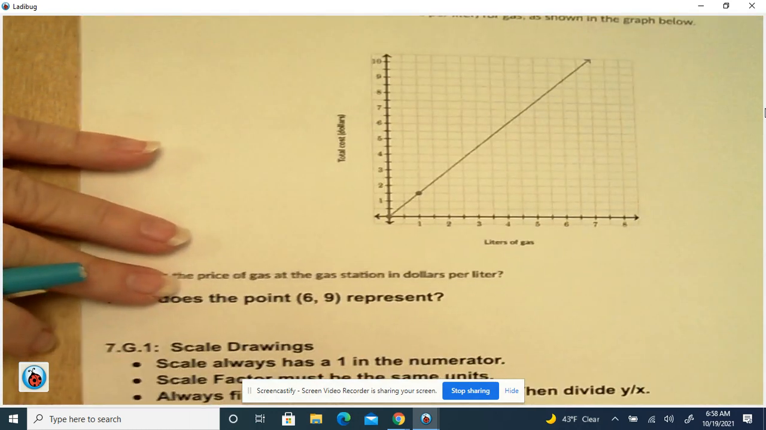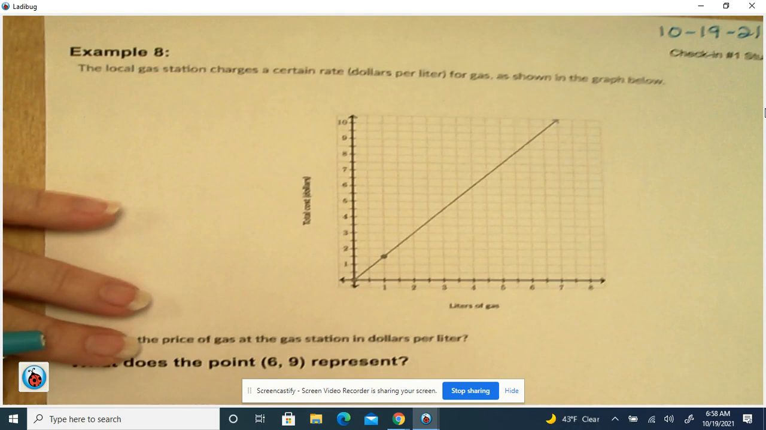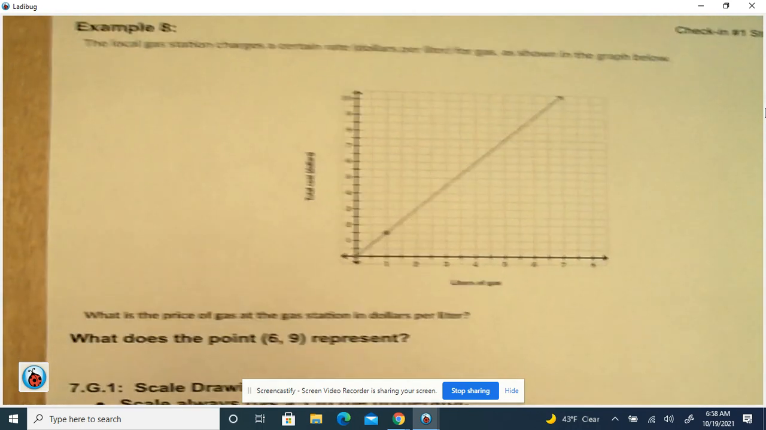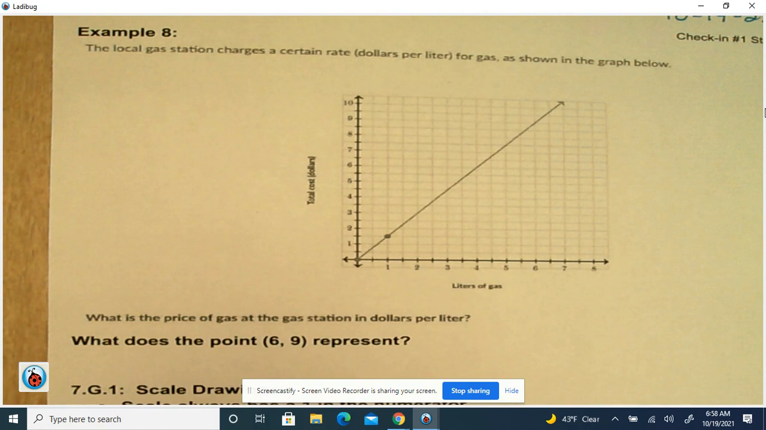This video is on page 3 and 4 of our Check in One study guide. We're going to look at this first problem first. All right, this is example 8. This is a continuation of pages 1 and 2 we did yesterday.